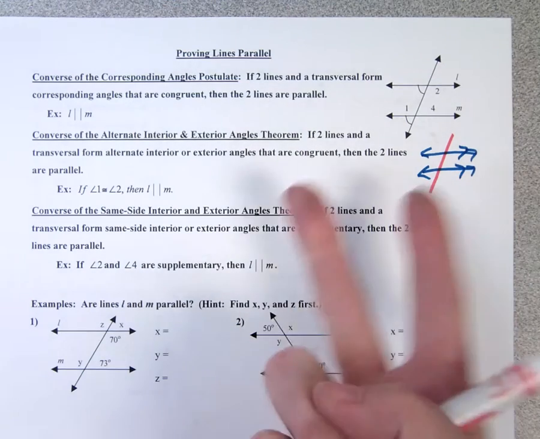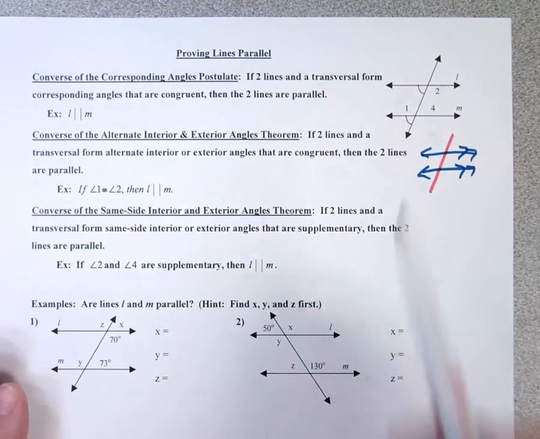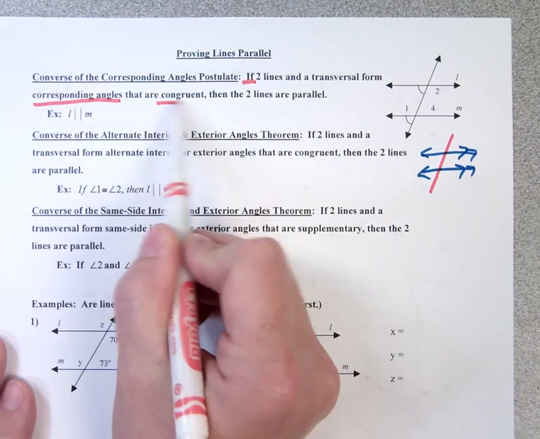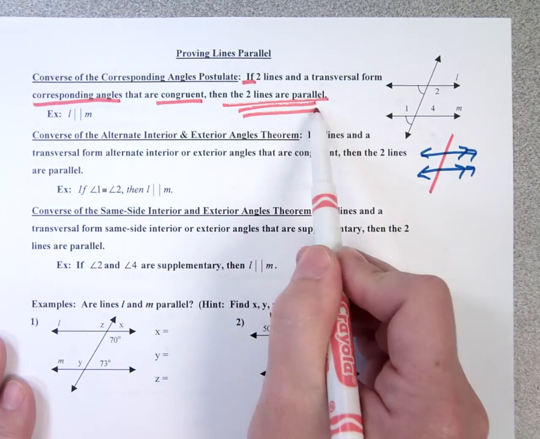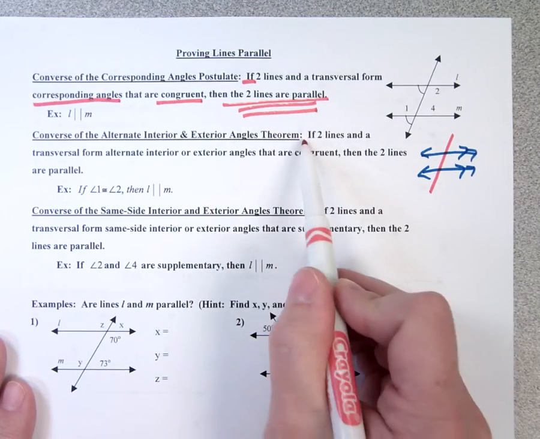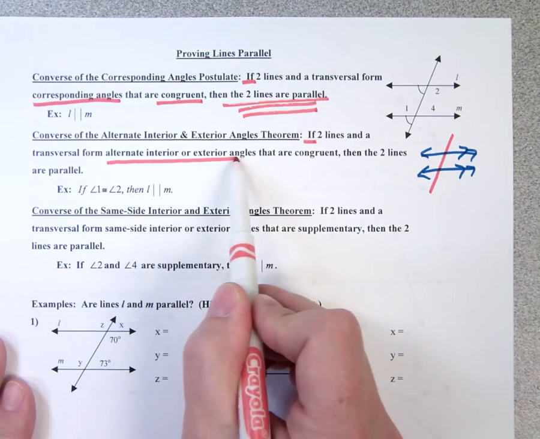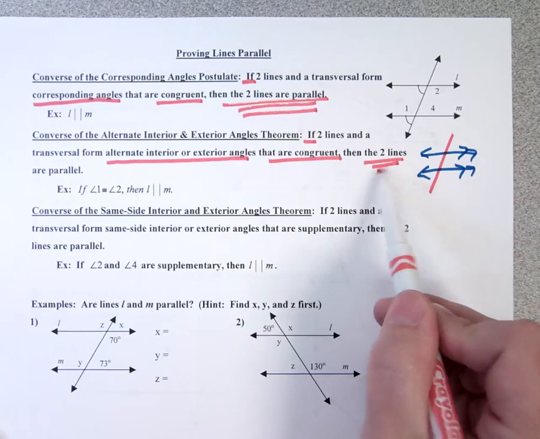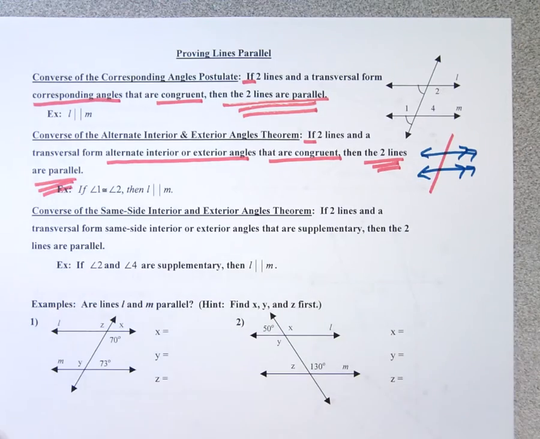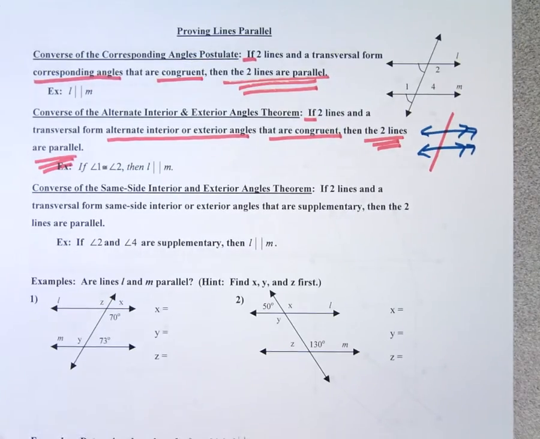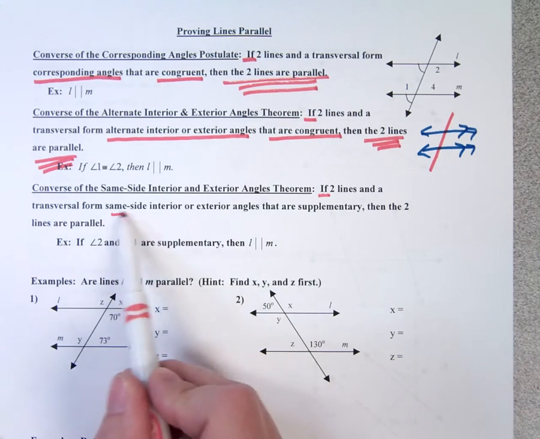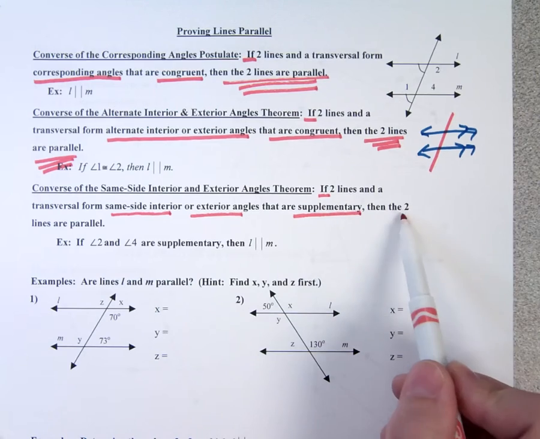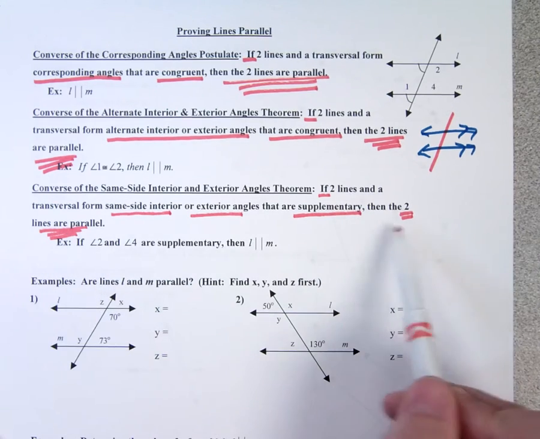Today I'm flipping that statement around, and it says that if you have corresponding angles congruent, then the lines would be parallel. If you have alternate interior or alternate exterior angles that are congruent, then those two lines will be parallel. And the third one is if you have same side interior or same side exterior angles that are supplementary, then the two lines will be parallel.